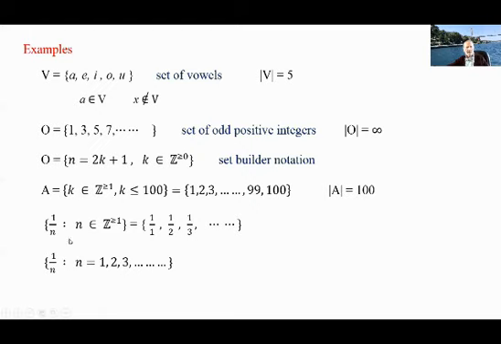Here's another example. We can say this set's elements are of the form 1 over n, n belongs to Z, n greater than or equal to 1. So obviously this set is 1 over 1, 1 over 2, 1 over 3, etc. Or for the same set, we can also use this notation to define it: 1 over n, n equals 1, 2, 3, 4, etc.